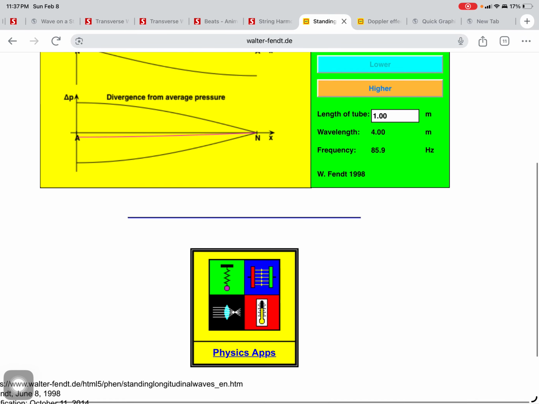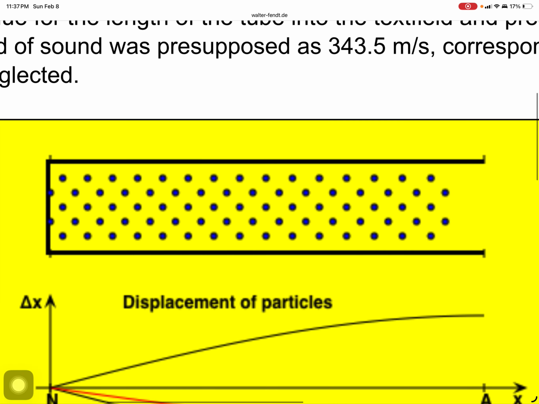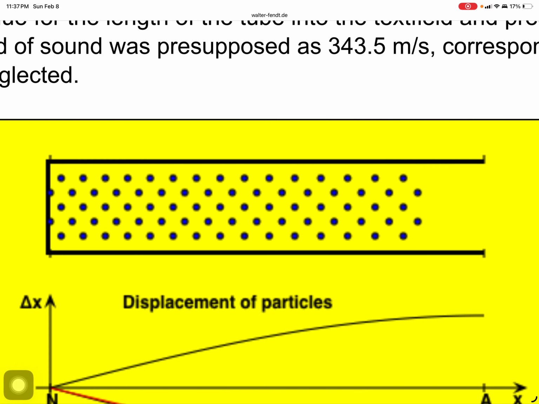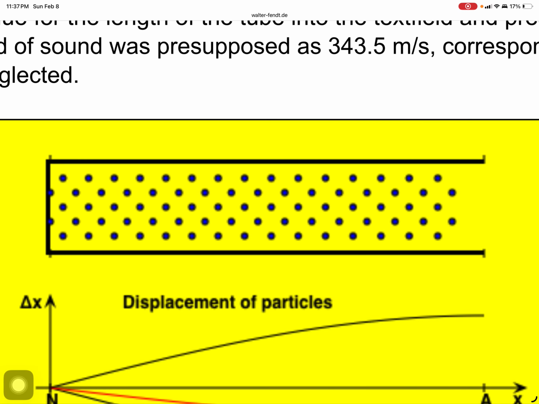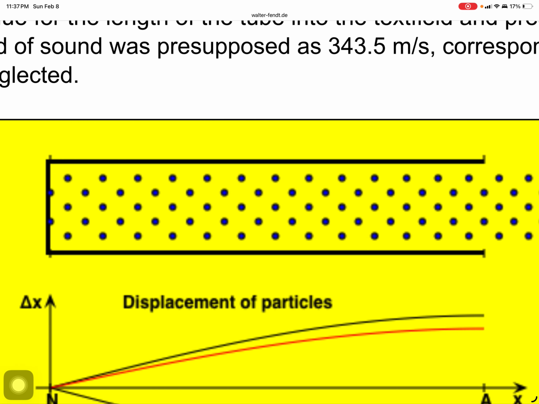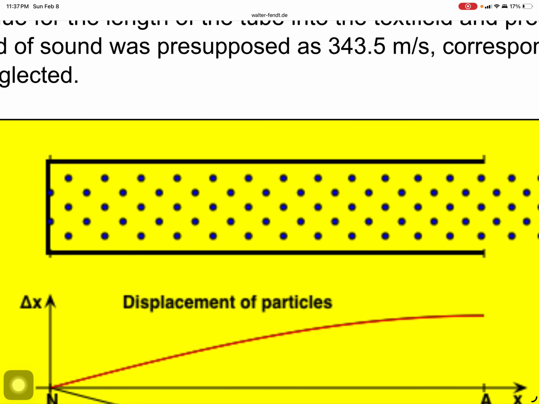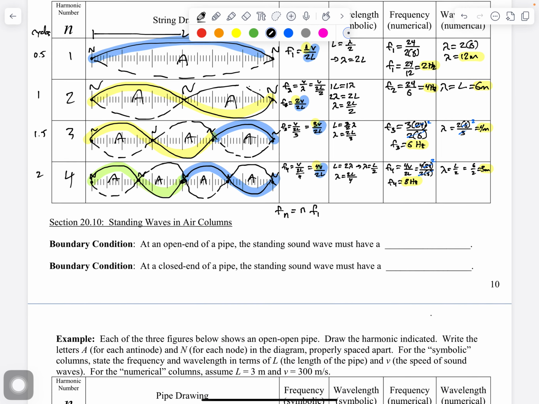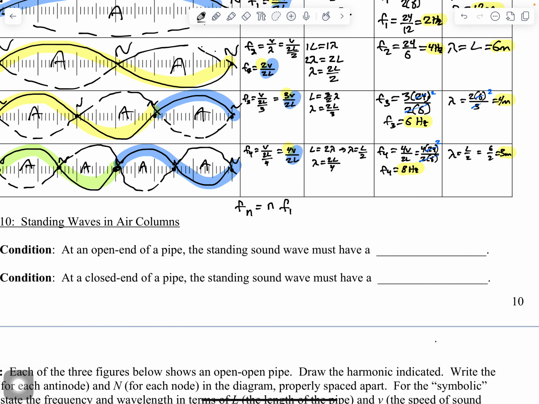When we close off one end, you're looking at nodes at the closed end, and that should make sense because the molecules can't move very much at the closed end. Whereas at the open end, they have maximum space to move, so they're going to have maximum displacement. So we have a node at the closed end and an antinode at the open end. Open end must have an antinode. Closed end of the pipe must have a node.